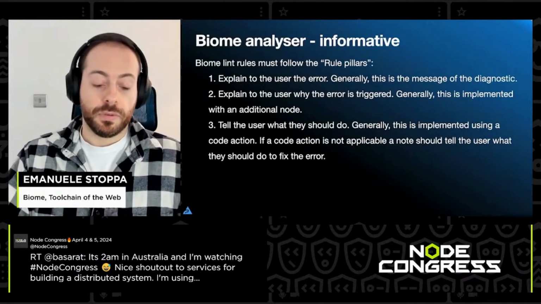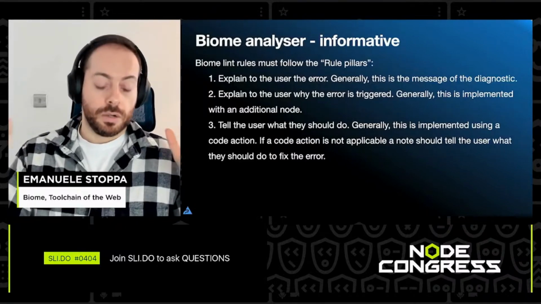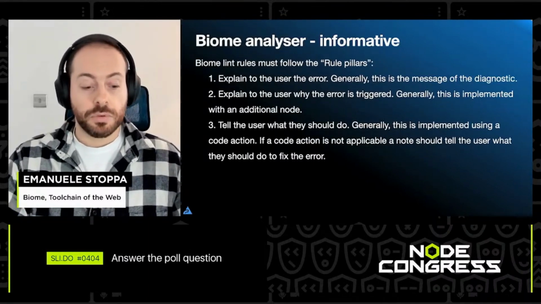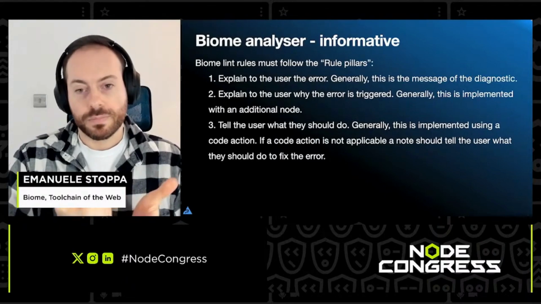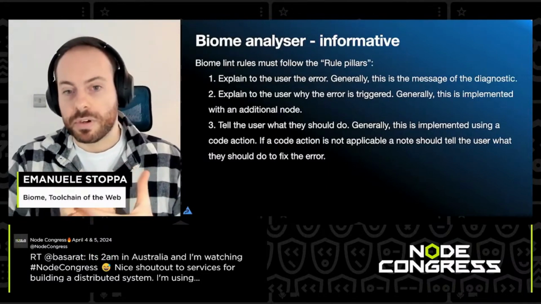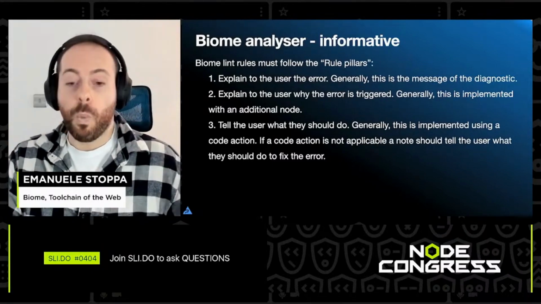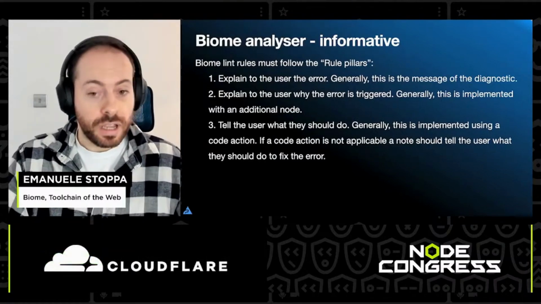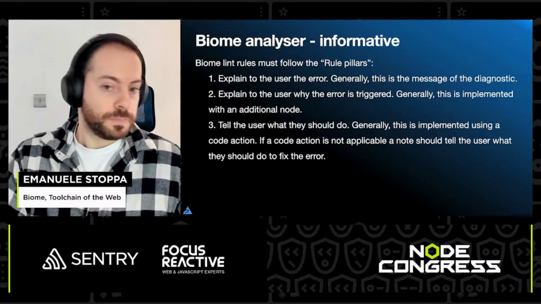And also it's informative. So internally, we have this thing that we call rule pillars. When we create a rule, we try to adhere to these pillars. And what are those? A rule should, as a first pillar, explain the error to you. Okay, a rule is triggered. You actually want to know the actual error, but then you also want to know why it was triggered. You can't just say, okay, this is an error. A rule should tell you why, so you know and you learn from the actual rule.